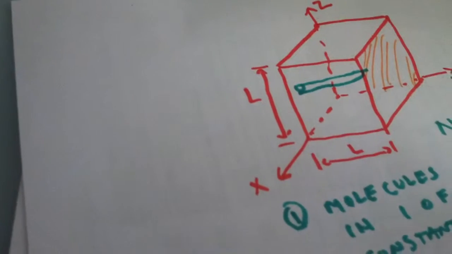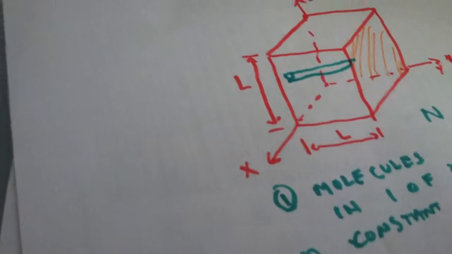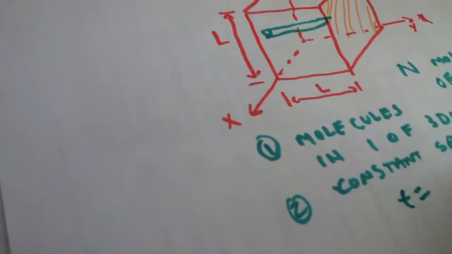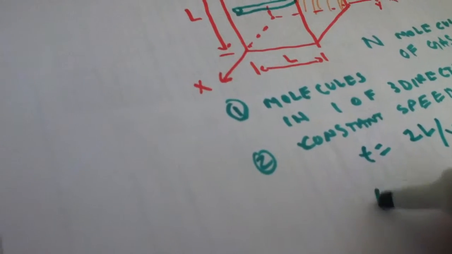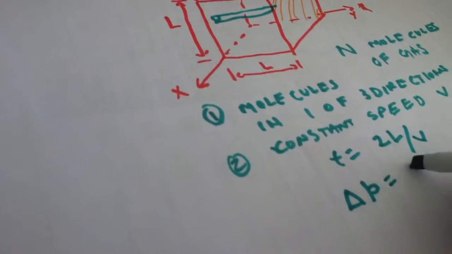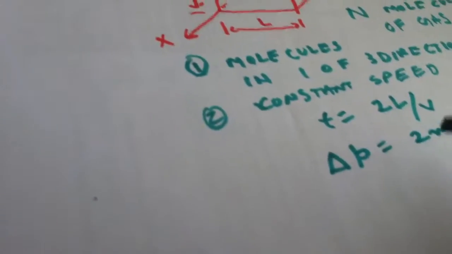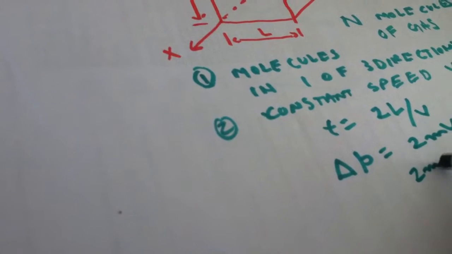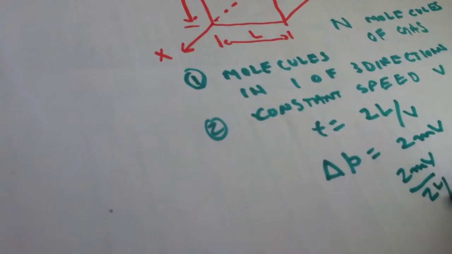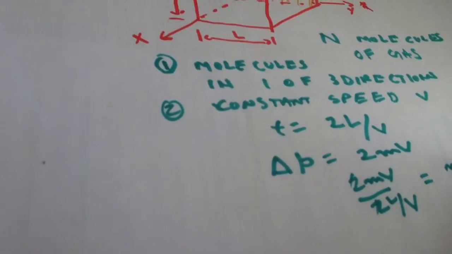And its velocity is v, so the time that it takes to have one collision with the right face is simply the distance over velocity, or 2L over v. So since the momentum change, let me call this delta p, is 2mv, what that tells me is that the rate of change of momentum is 2mv divided by 2L over v, which gives me mv squared over L.